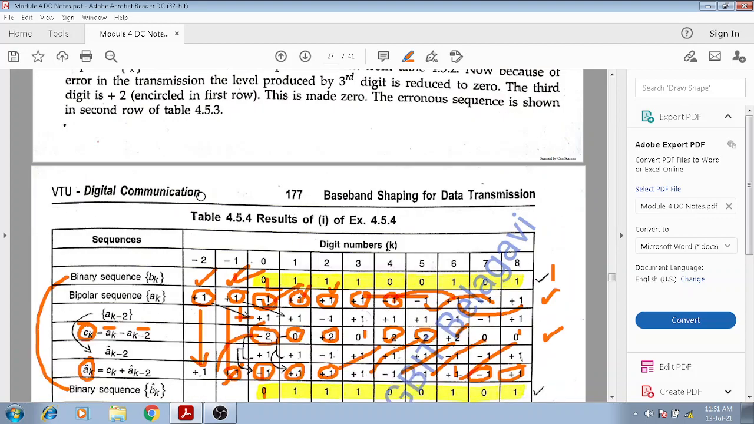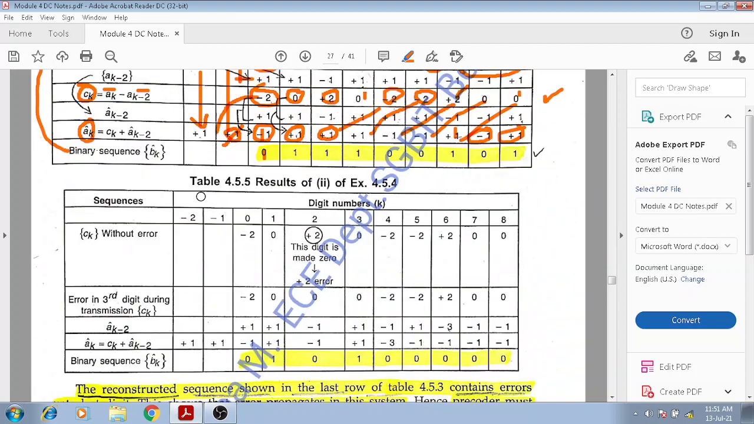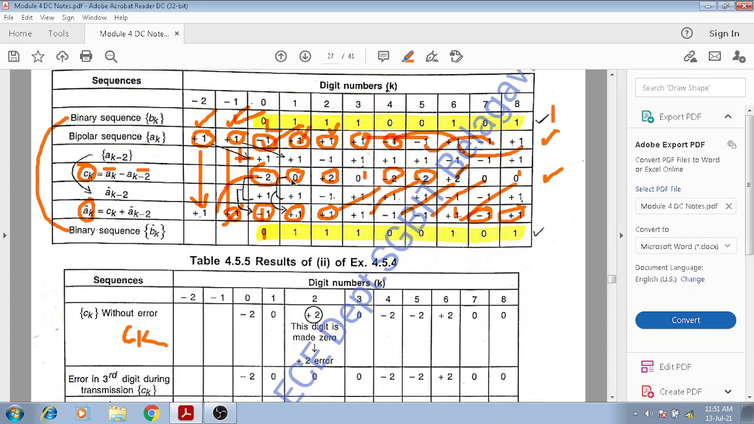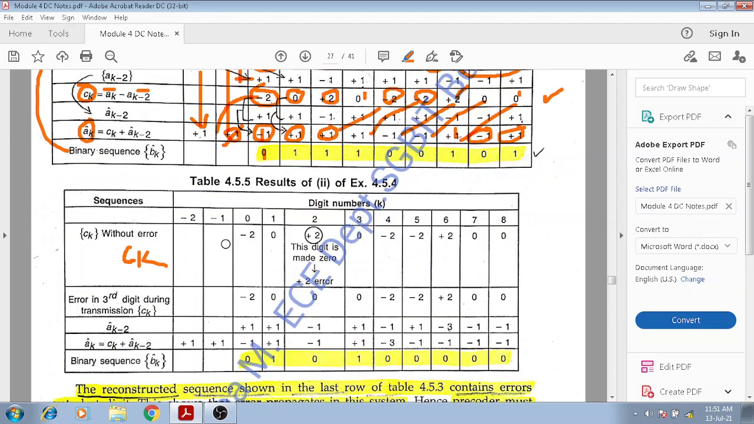Look at it. So again you have to consider what? You have to consider the CK here. So what is the CK sequence? It is minus 2, 0, plus 2, 0, minus 2, plus 2, 0, 0. So the same sequence you write down here. I have written the same sequence.